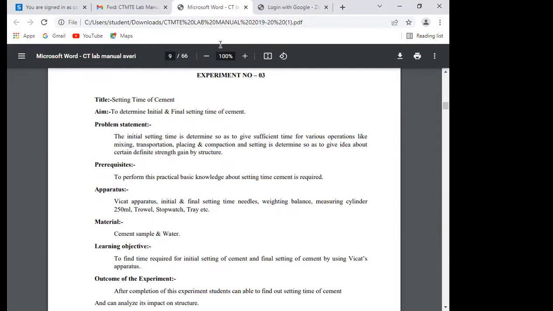Problem statement is X. Apparatus. Sir, should we draw the diagram? Yeah, you can draw the diagram in that practical. I think this manual is also shared on your official WhatsApp group, so you have the copy of this lab manual.